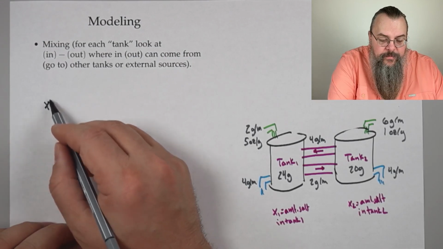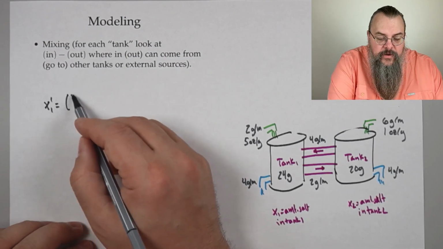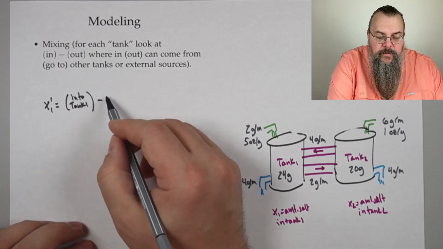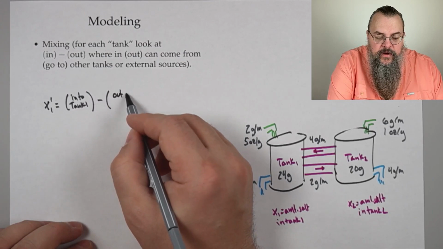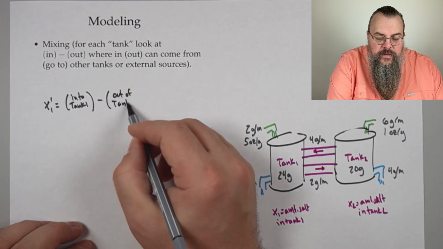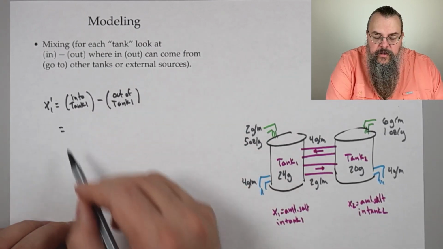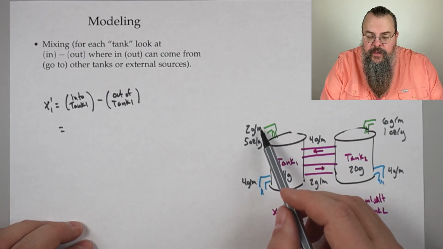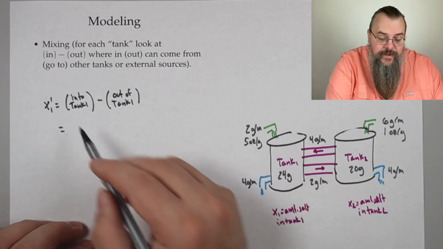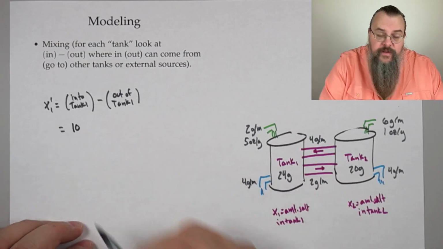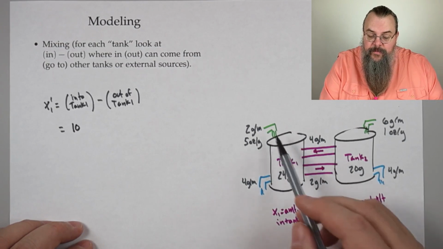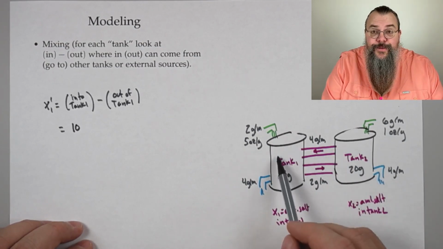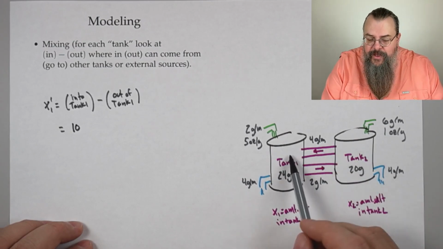Well, we look at x1 prime, and that's into tank 1, and then we subtract out of tank 1. Well, what comes in? Well, we have this flow in. There's 2 gallons per minute, 5 ounces per gallon. So that's coming in. That's increasing, so plus 10 coming in here. What else is coming in? We have something coming from tank 2. Okay, how much is coming from tank 2?